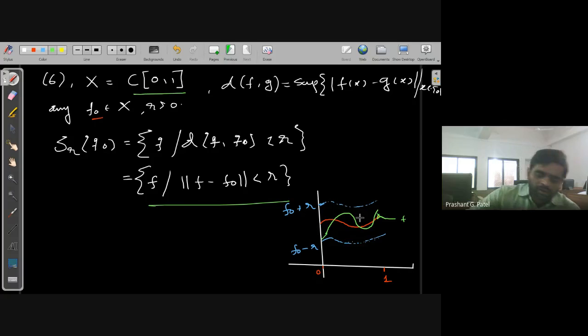So in general, the objective is to define an open sphere on any arbitrary metric space. This is the concept of open sphere, and using this definition of open sphere, one important definition is constructed, which is known as the open set, and we will discuss the open set here.